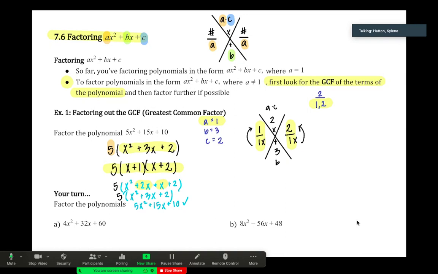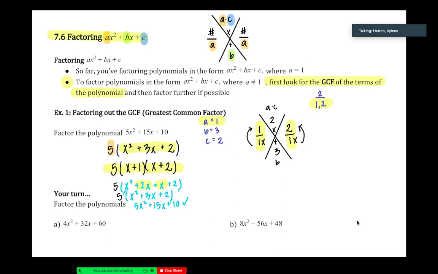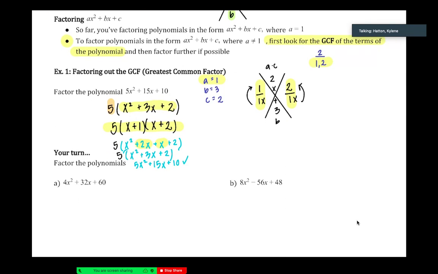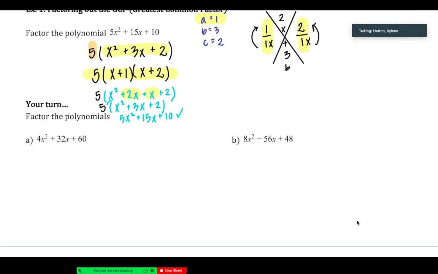I'm going to start going through these. If you didn't quite finish yet, that's okay. We'll just go through them together. So for A, 4x squared plus 32x plus 60.